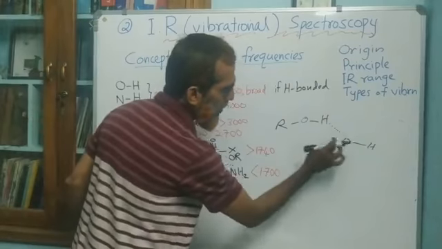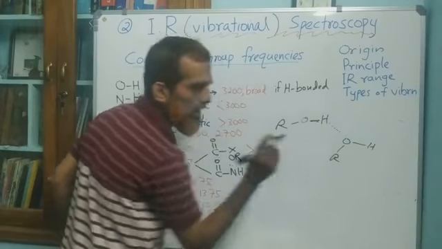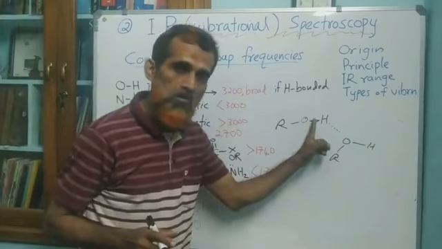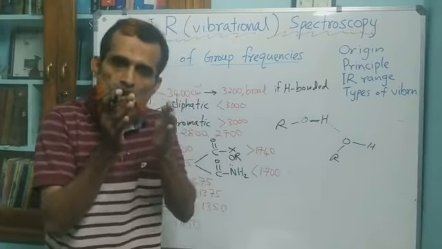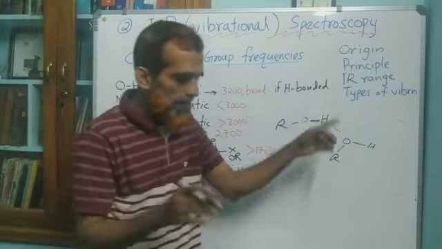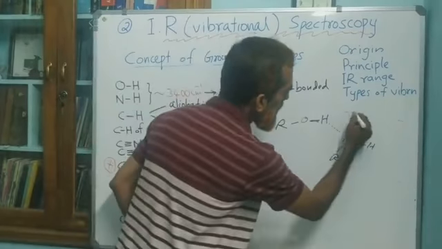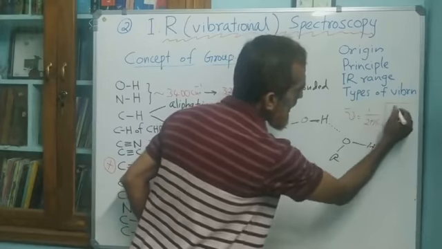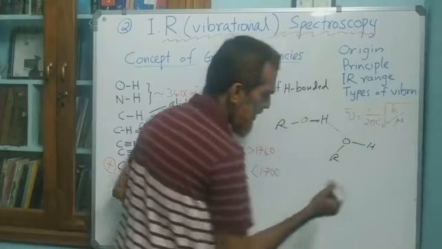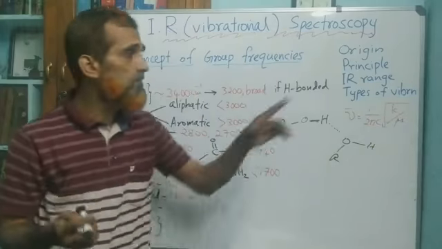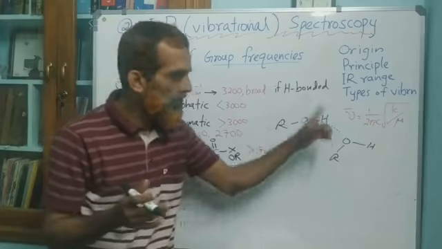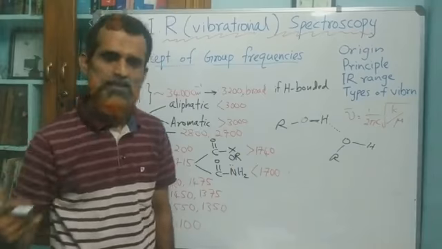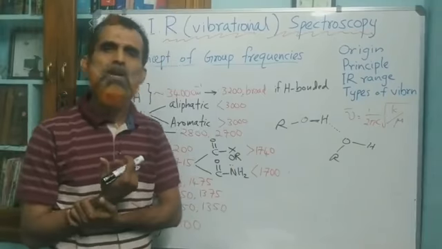So due to hydrogen bonding, this bond will become weak. When a new bond appears, it will be at the cost of this bond. When the bond weakens, that means in the equation, nu bar is equal to 1 by 2 pi c root of k by mu, the force constant decreases, and then the frequency will decrease. That's why the value decreases. It can even go further down, even 3100, etc.